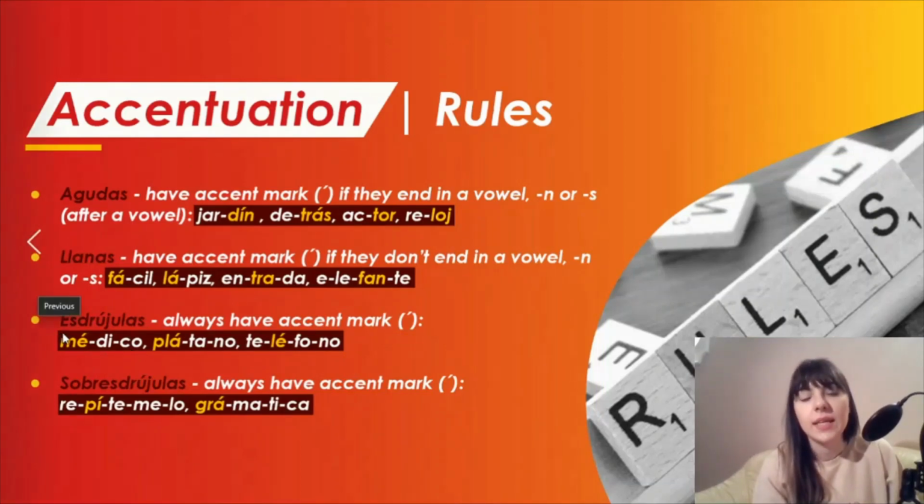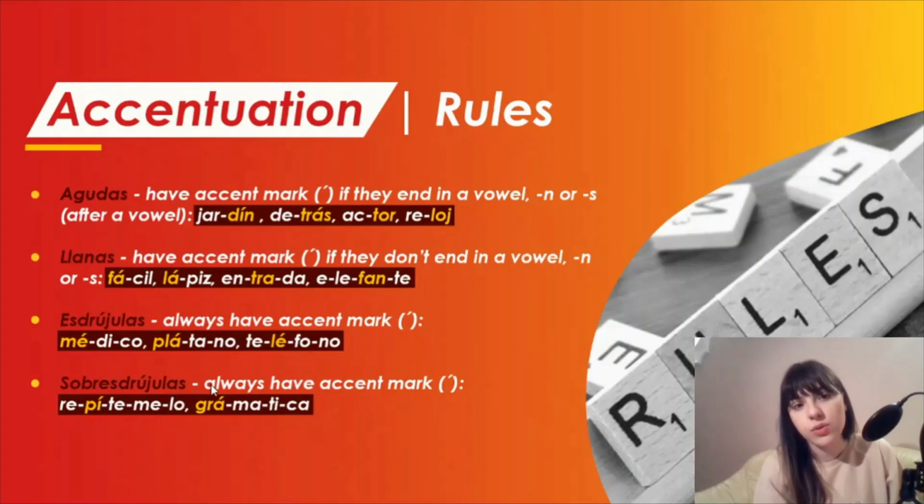Médico. The antepenultimate syllable is the stressed one, and by that it is esdrújula, so it has an accent mark. Plátano, the antepenultimate syllable is the stressed one, and it has the accent mark. Teléfono, the antepenultimate syllable is the stressed one, so it belongs to esdrújulas, and it has the accent mark.